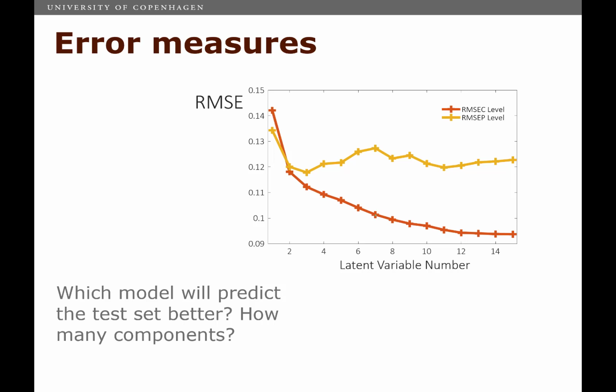So what you do is that you predict your test set with 1, 2, 3, 4, 5, 6 components, and you see it doesn't monotonically decrease. Once I take too many components, it's gonna get worse. So here maybe I would choose 2 or 3 components.